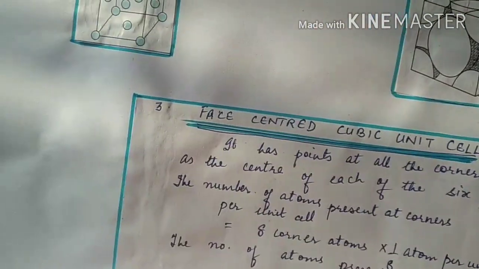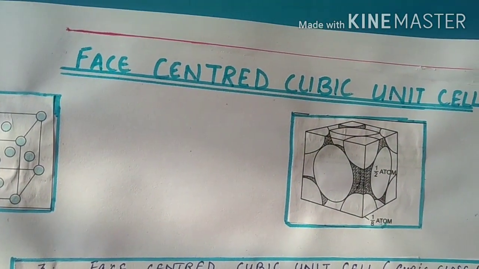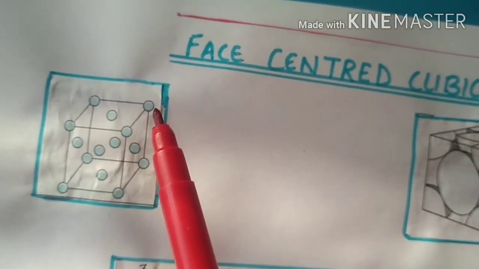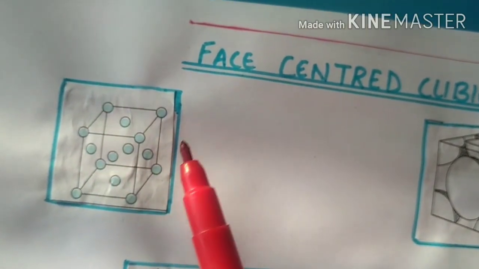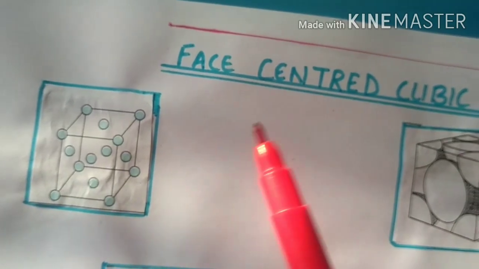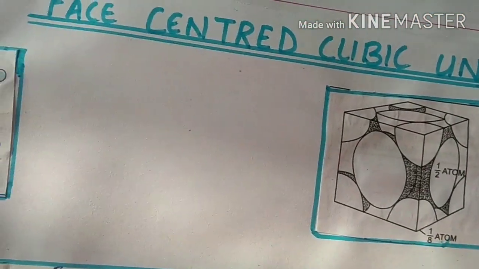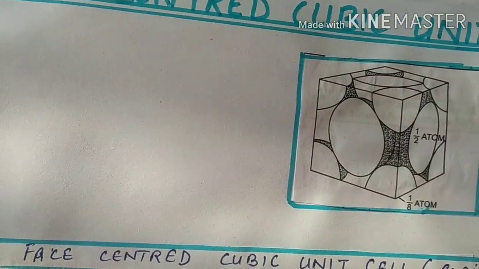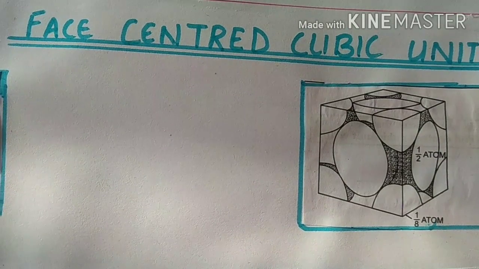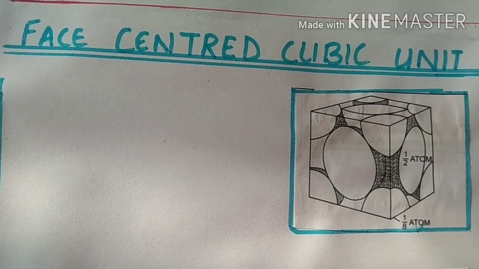Next is a face-centered cubic unit cell. So this is the open space structure where you see that atoms are present at the 8 corners and also in the center of each of the 6 faces. So this is the diagram where we see the atoms with respect to the contribution they are making to the unit cell. So you can see that the atoms present at the corner are giving only 1/8 of the contribution to the unit cell.